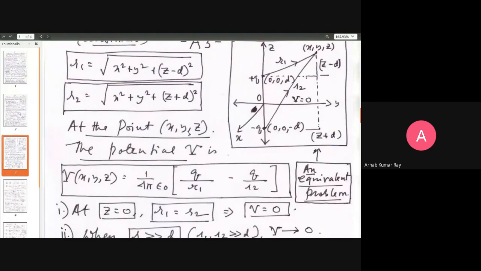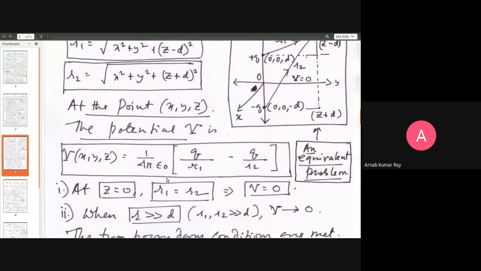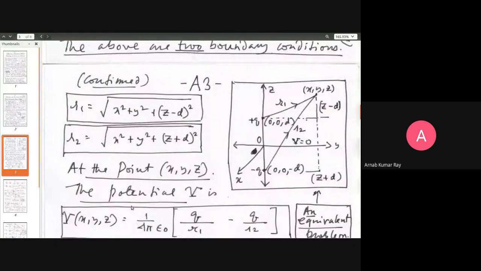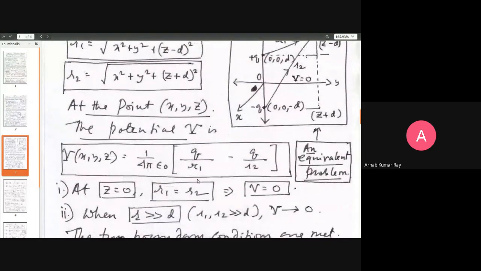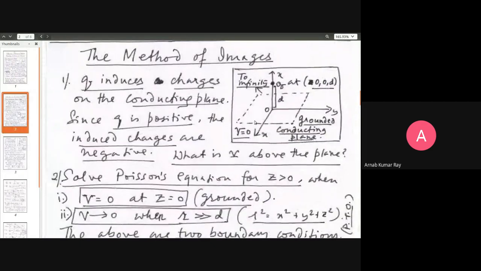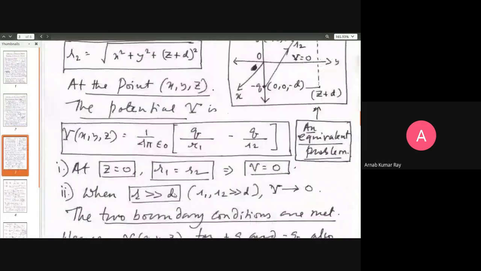Of course, one mustn't say we are doing infinity minus infinity, but I'm just giving you a simple hypothetical point. When we are dealing with infinity, we have to be careful. So when Z becomes very much greater than D, then R1 and R2 will become nearly equal to each other. So when progressively they become nearly equal to each other, V will tend to go to 0. And at infinity, of course, V will become 0. So the two boundary conditions of our original problem are satisfied by this potential function.